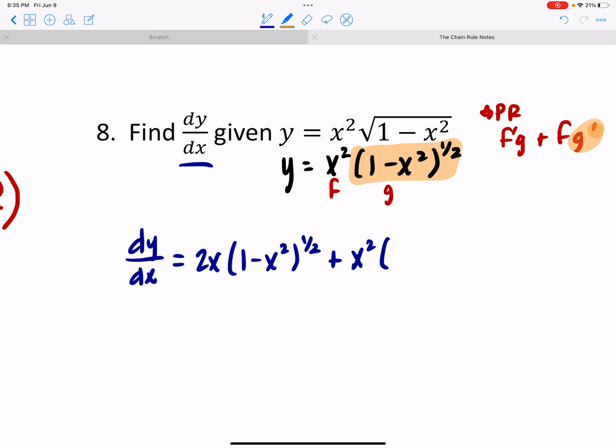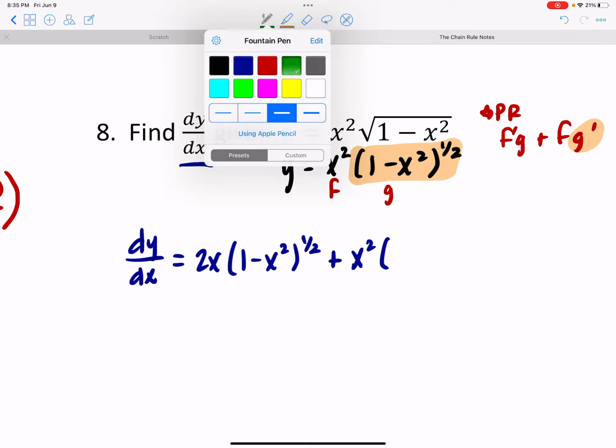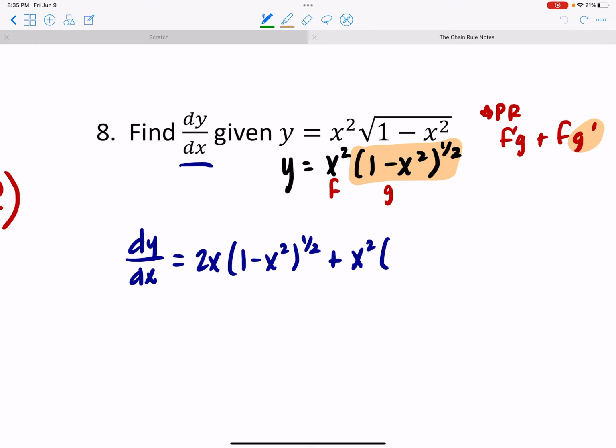So when I go to find g prime, I have to use my chain rule. So g prime, using my chain rule, would be 1/2, right? I'm multiplying by 1/2, ignoring that stuff inside, and then subtracting 1 from my exponent, so 1/2 minus 1 is a negative 1/2, and then that gets multiplied by the derivative of the inside. So the derivative of 1 minus x squared, well, the constant's going to go away, and that's going to be a negative 2x. And I said it, but didn't write it. Okay, so g prime required the chain rule.